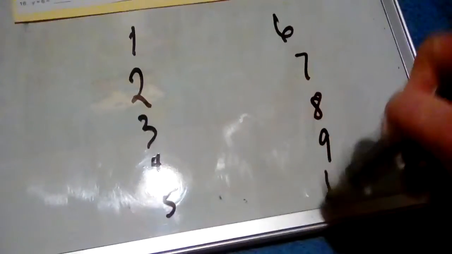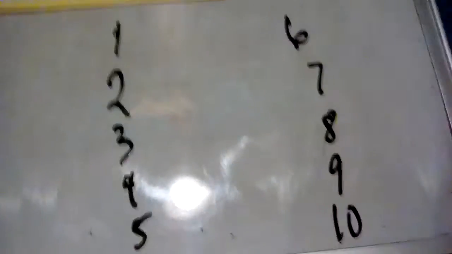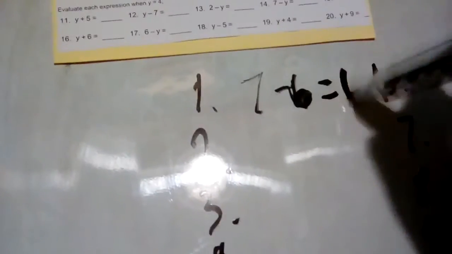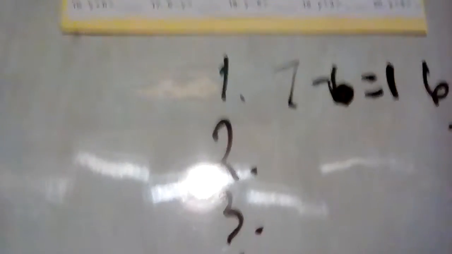So on your paper, you're just going to put 1, 2, 3, 4, 5, 6, 7, 8, 9, 10. Okay, like that. And you're going to put down the answers, all right? So number 1 here would be 7 minus 6. So 7 minus 6 is equal to 1. That's what you'd write down. Then you go to number 2. Wherever you see y, you're going to put the number 6. So 6 minus 3 would be 3. 6 minus 3 is equal to 3. Write it down.